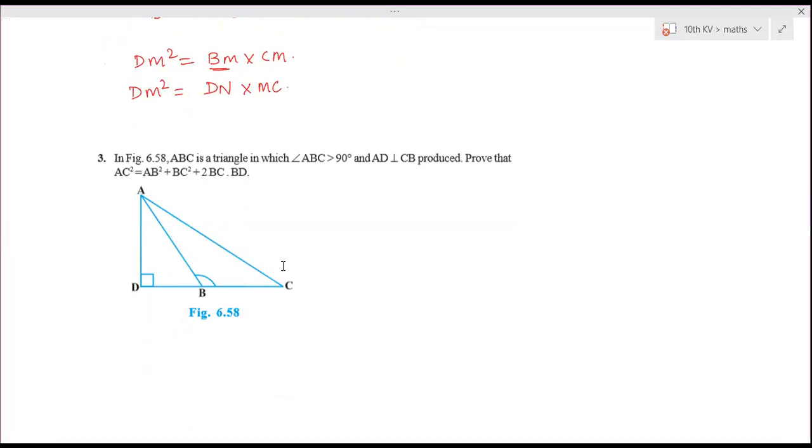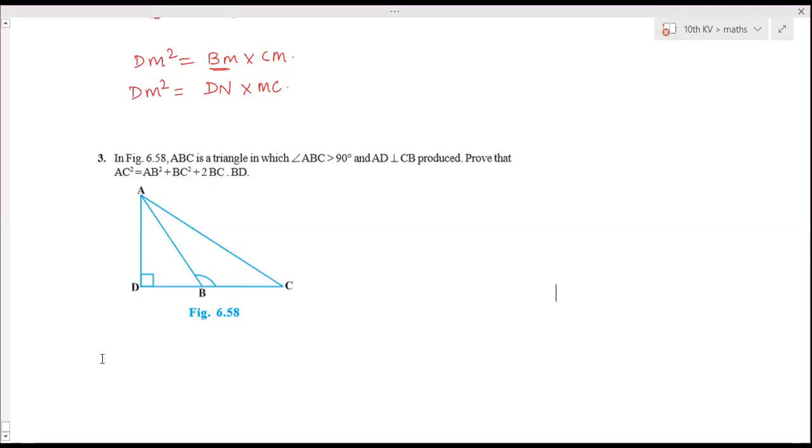ABC is a triangle in which angle ABC is greater than 90. So angle B is an obtuse angle, greater than 90. AD is perpendicular to CB produced, which means it is outside the triangle. Then prove that AC square is equal to AB square plus BC square plus 2BC into BD.